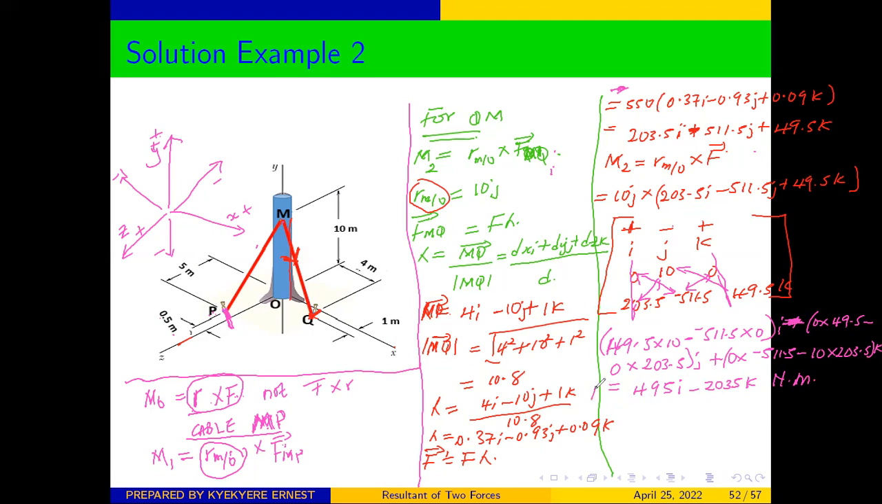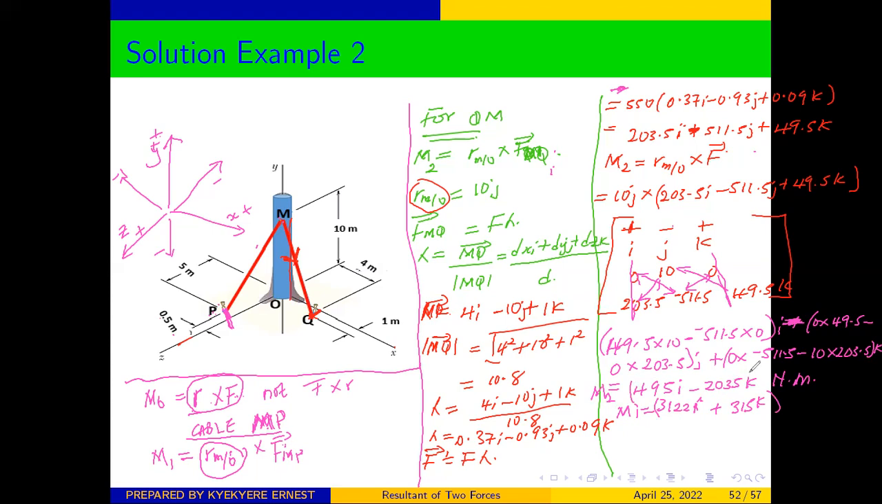And then from here, we have gotten our moment. This is the moment for F2, so this is M2, or the moment for MQ. And we had already determined the moment for M1, which was for MP. And we got M1 as 3122I plus 315K.